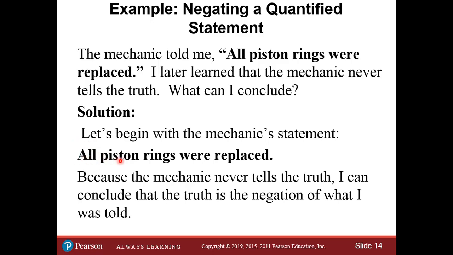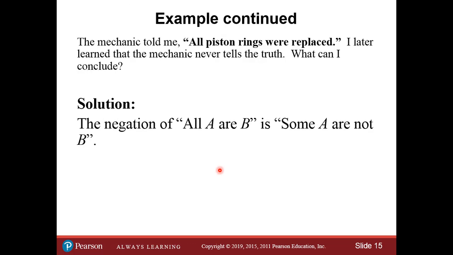So if all piston rings were replaced, then the negation of that would be what? I would have to have at least one piston ring that was not replaced. So the negation of this would be at least one piston ring was not replaced. Or it's not the case that all piston rings were replaced. So I can write it that way as well.